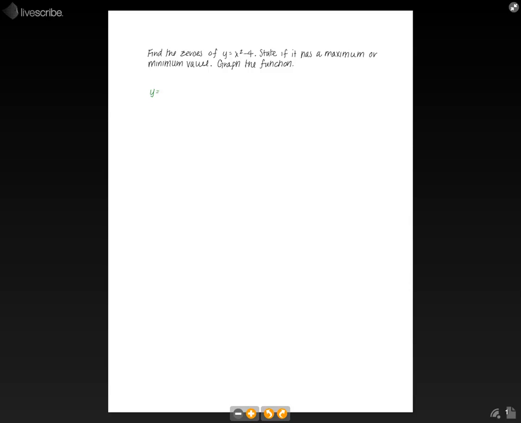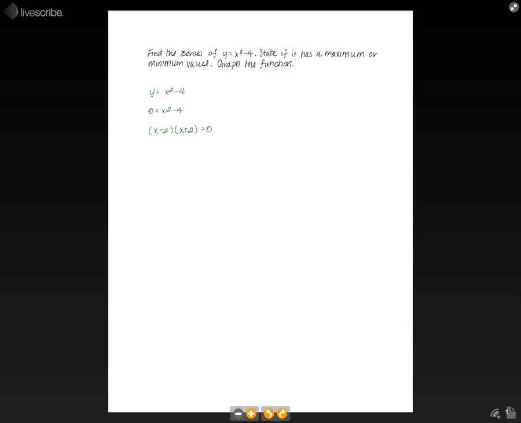So we have y equals x squared minus 4. Zeros are when it crosses the x-axis, so when y equals 0. So we have 0 equals x squared minus 4, which is what we need to solve. We can see right now that this is a difference of squares, because 4 is a square number and we have x squared minus 4. So that means it's going to factor into x minus 2, x plus 2 equals 0.